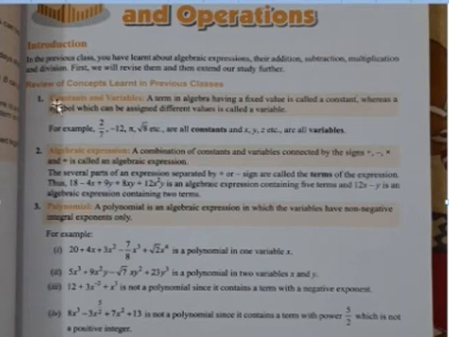Here it is given constant and variables. We know what are the constants. Constants are those whose value is fixed, like 1, 2, 3, minus 1, 2, minus 2, minus 3, integers or rational numbers, like 2 by 7, minus 12, pi, root 8. So these are constants, and variables are x, y, z. Here we do not know the values of x, y, z. So these are variables.